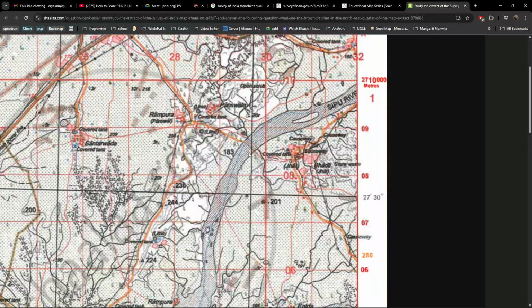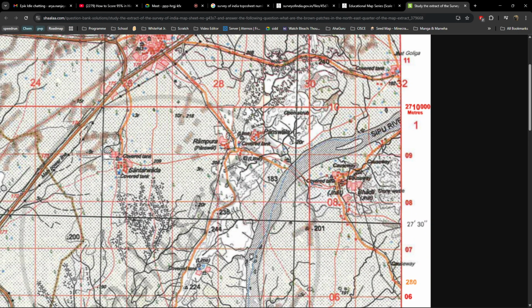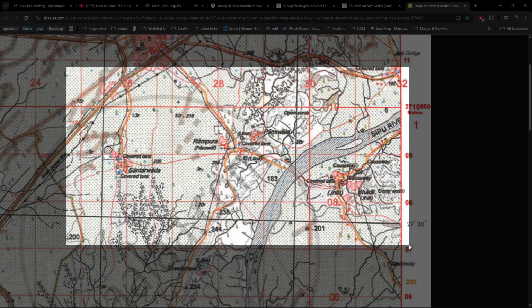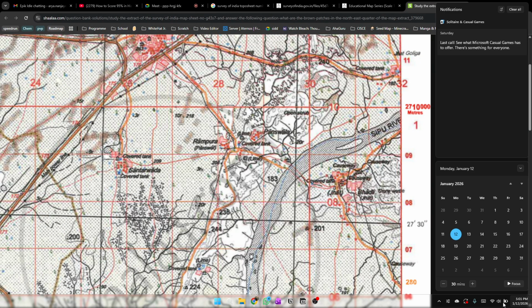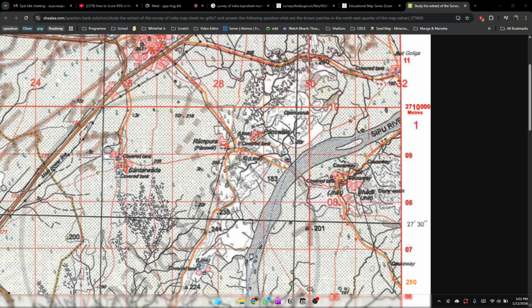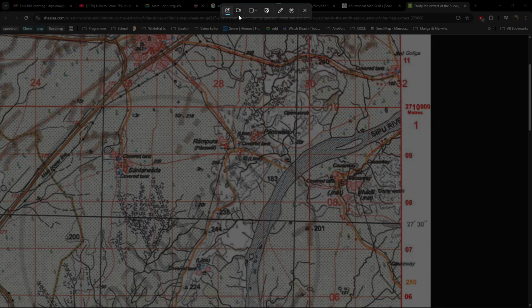Okay, I think I got a good enough one. Can you see my screen? Yeah. You can see my annotations, right? Like you can see this. Yeah, yeah.